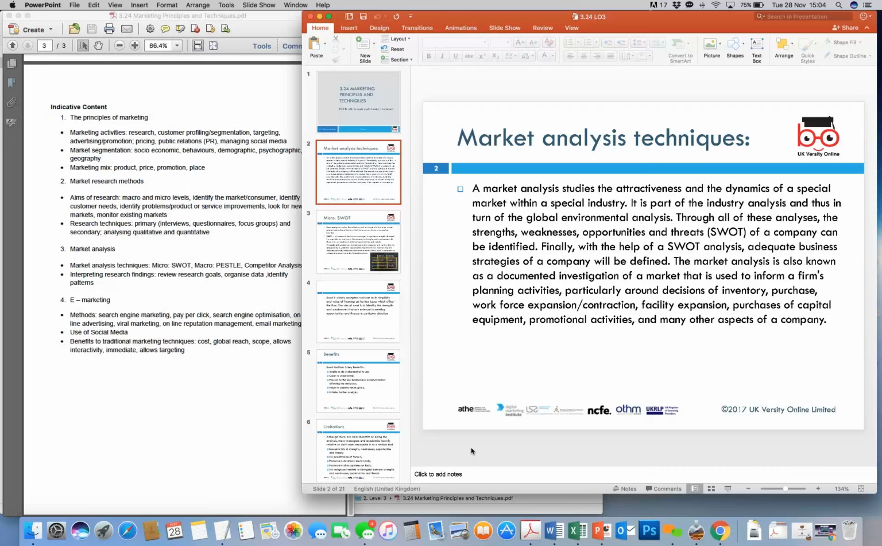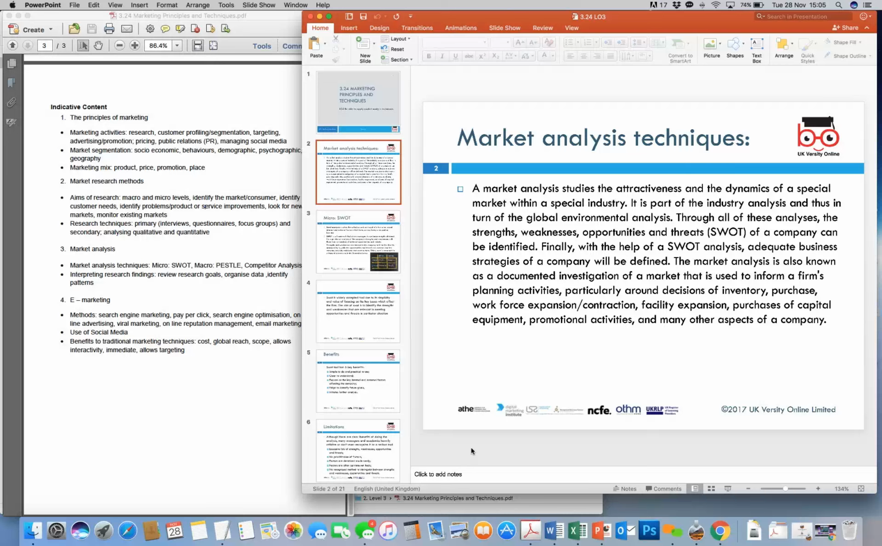Now, expanding that to market analysis, it would mean doing a detailed examination of a business or a company or a particular situation within a particular sector or a specific industry. This is a technique that we normally use when we are trying to understand in more detail the situation of a particular business or company in the context of marketing.